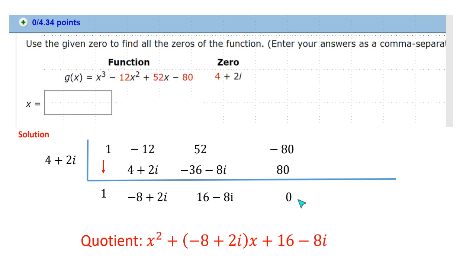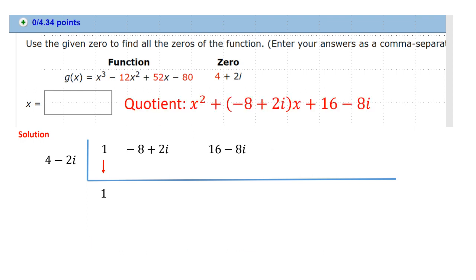So all I did was I just showed that 4 plus 2i is a zero, which they already told me it was, right? But more importantly, what I was trying to do is break down our cubic polynomial to something that's quadratic. So here I have a 1 for x squared, negative 8 plus 2i is my coefficient for x, and then 16 minus 8i. So wow, it's quadratic. So now it looks a little weird because it has those imaginary numbers, but that's okay.